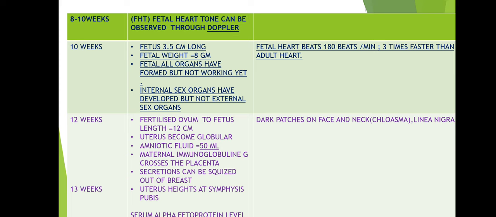At 13 weeks, uterus height at symphysis pubis. There is also one question they ask, at which weeks the uterus reaches the symphysis pubis, then it is at 13 weeks. And serum alpha protein level also increases.